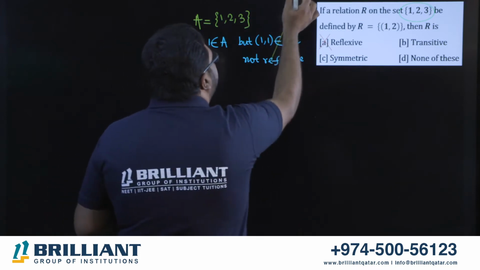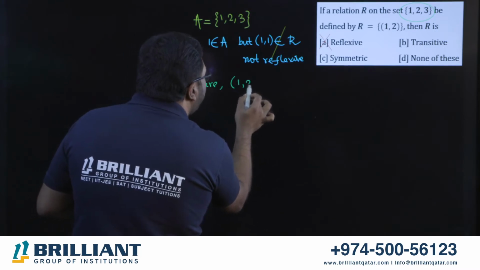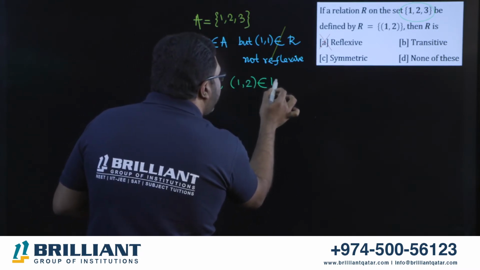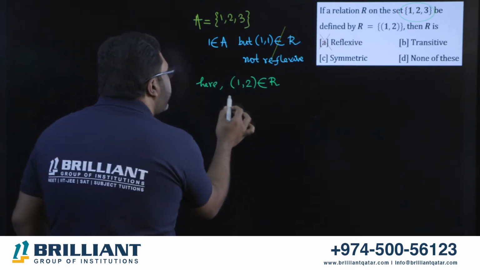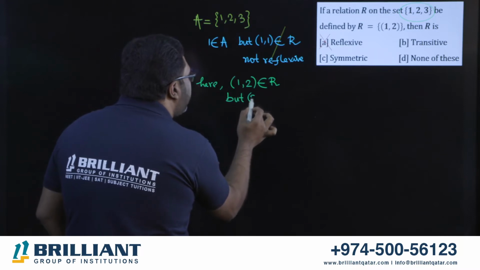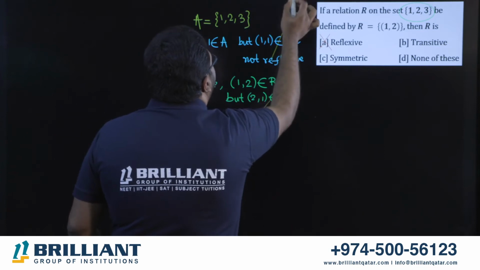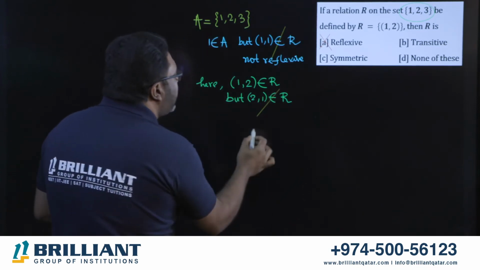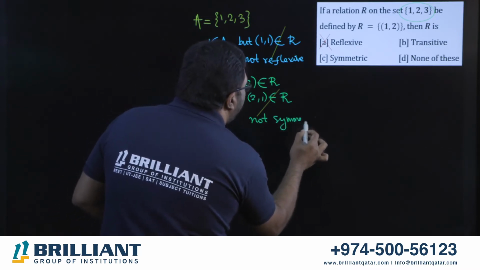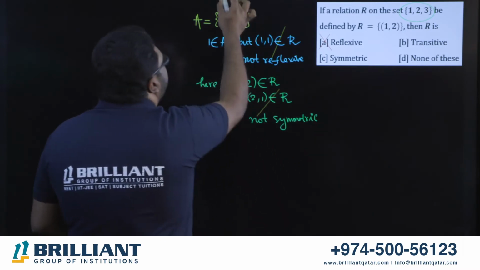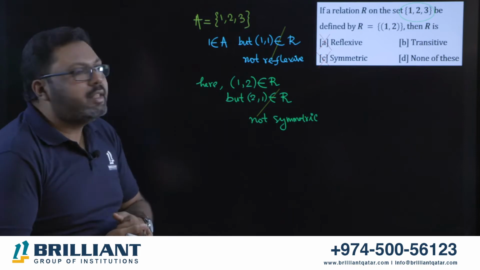Do I have a pair x, y here? Yes, I do. Here 1, 2 looks like x, y, which is an element of the relation R. But do I have the symmetric pair inside? No. 2, 1 does not belong to R. So I can say not symmetric. Okay, so we still cannot come to a conclusion. Now let's try transitive.